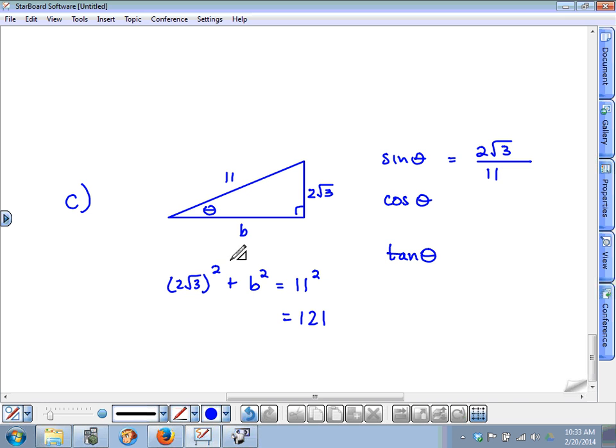For some reason, students have trouble with this term right here. The exponent has to go to both terms. 2 squared is 4, and then the square root of 3 and the exponent of 2, those just cancel each other out, so you get 4 times 3, which is 12. So that's 12 plus b squared equals 121. Subtract 12 on both sides. 121 minus 12. Come on, people, wake up. 109.